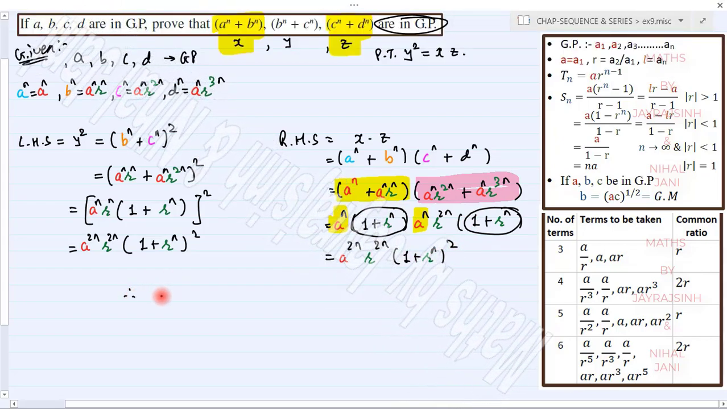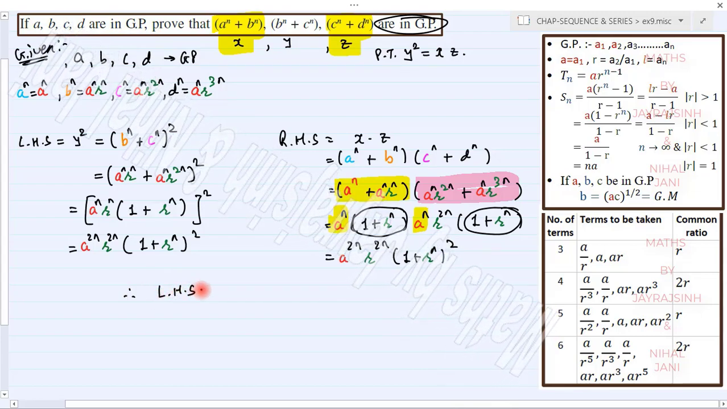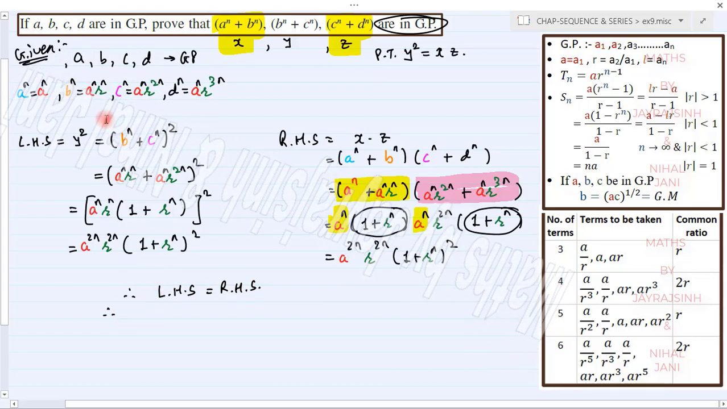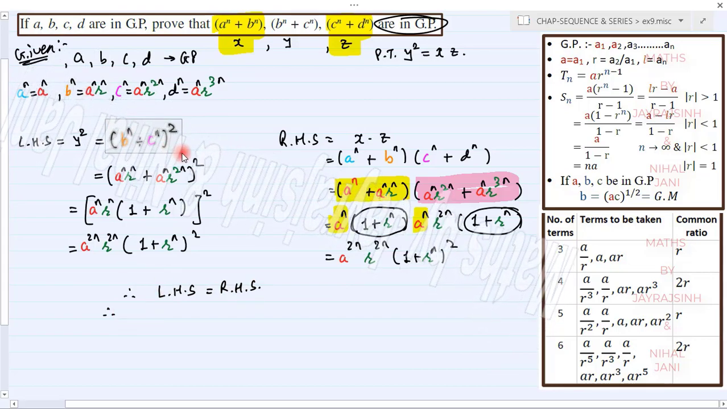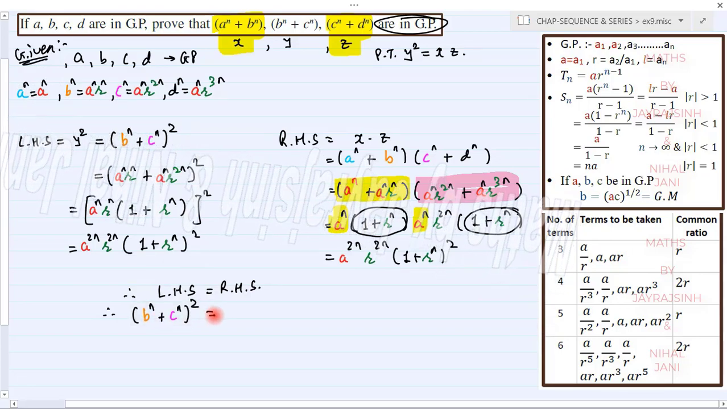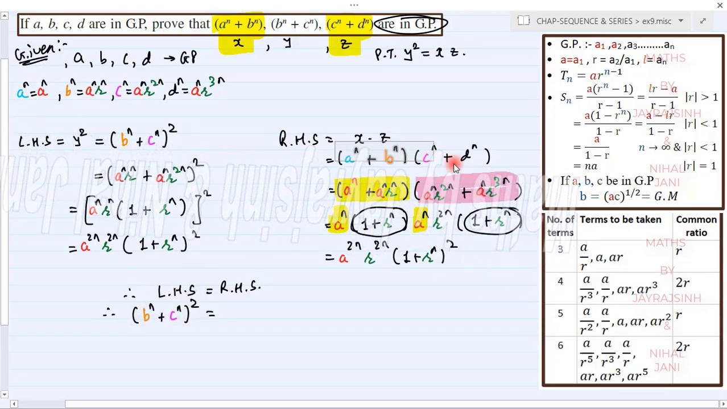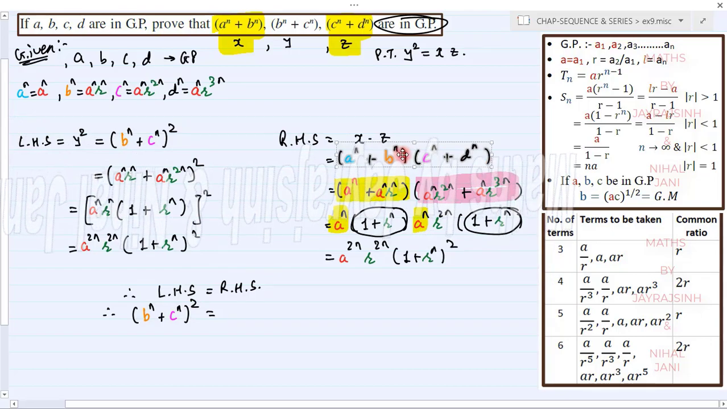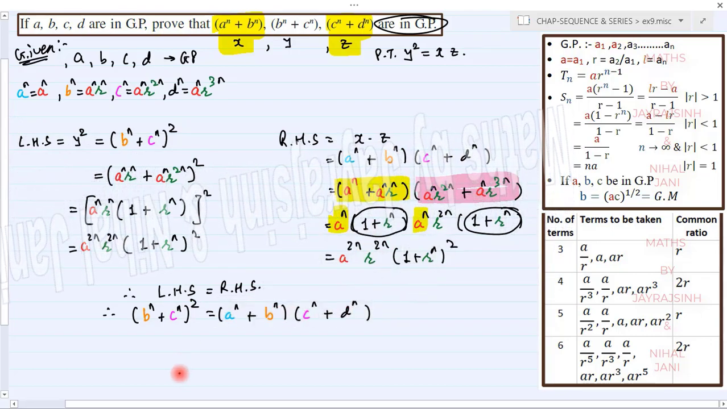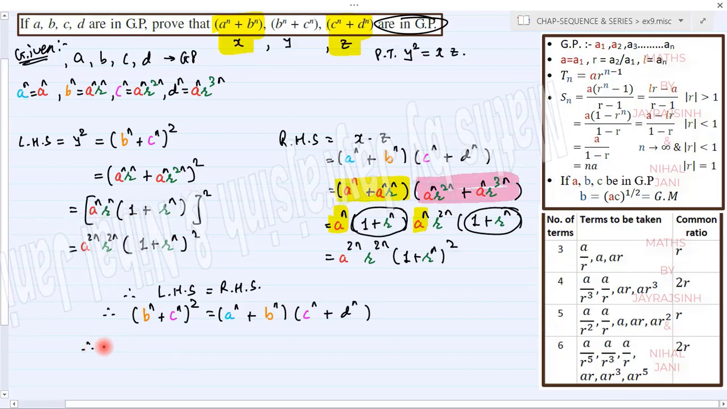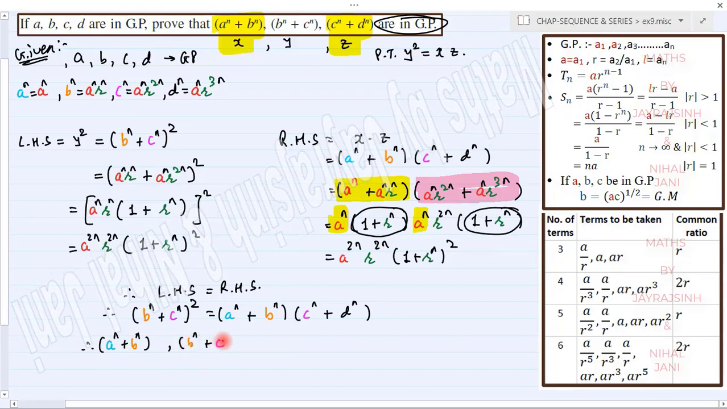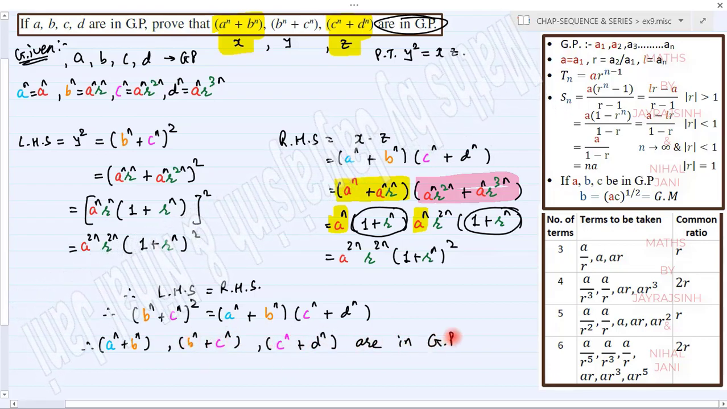So as you can see, your left hand side is equal to right hand side. Or we can say b raised to n plus c raised to n the whole square is equal to a raised to n plus b raised to n into c raised to n plus d raised to n. Therefore, we can say these terms are in GP. Hence proved. Tada!